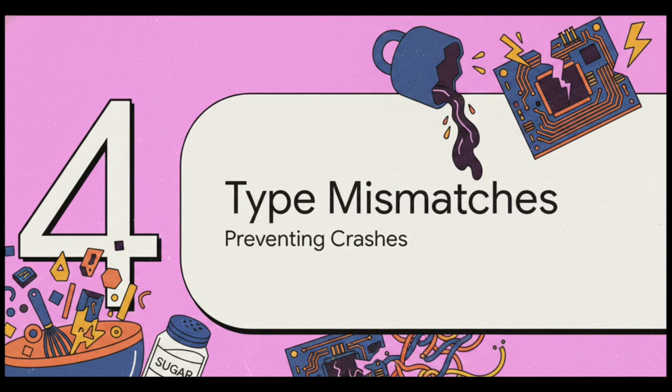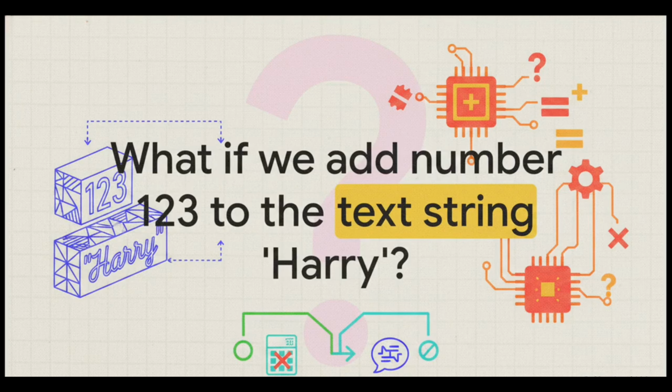Section 4, Preventing Type Mismatch Crashes. But as you can probably guess, this power to mix and match ingredients comes with some danger. Just as a master chef knows you can't substitute salt for sugar just because they look kind of similar, a programmer has to know how different data types interact. I want you to think about this logically for a second.